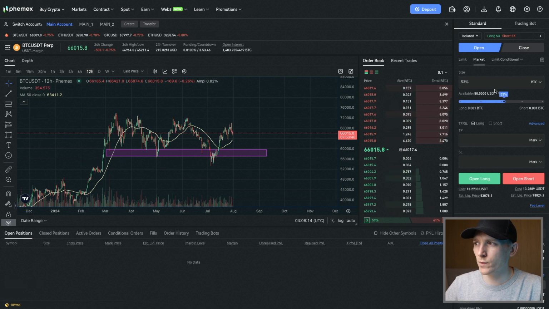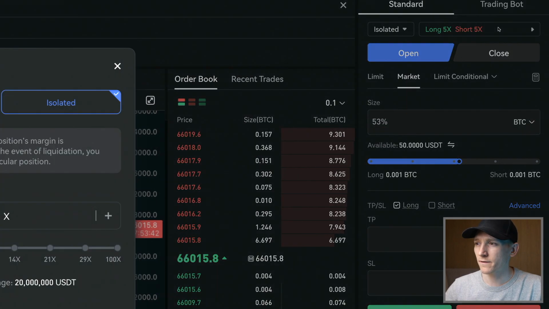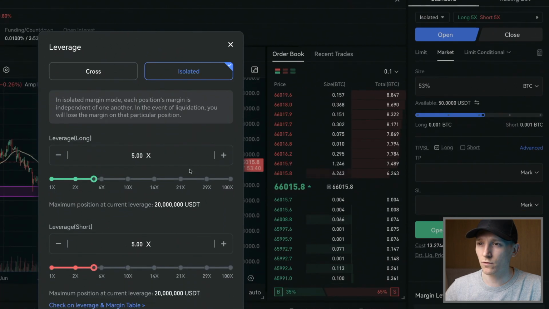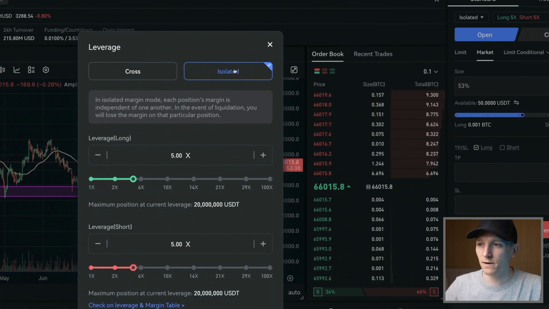So how do we use leverage? It's up here. You can see long, short. You can click this, and it's going to open this drop down for you. So I'm using isolated leverage, and you can see here how much leverage that you want to use.